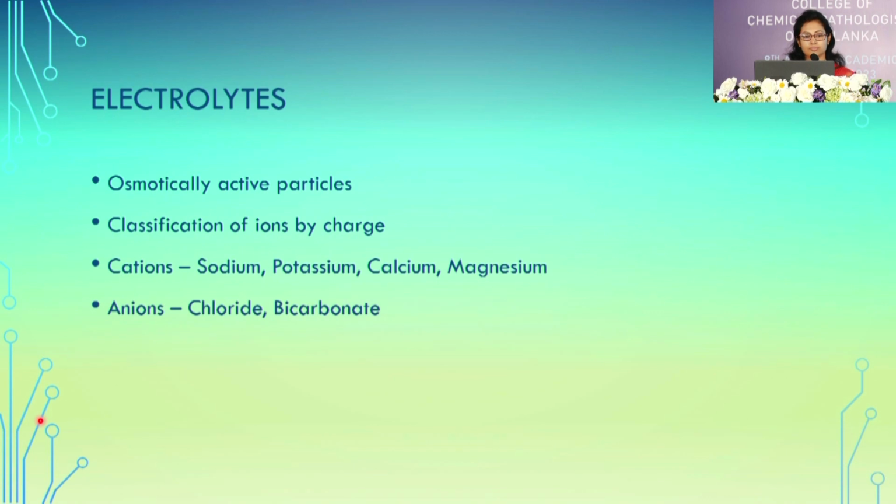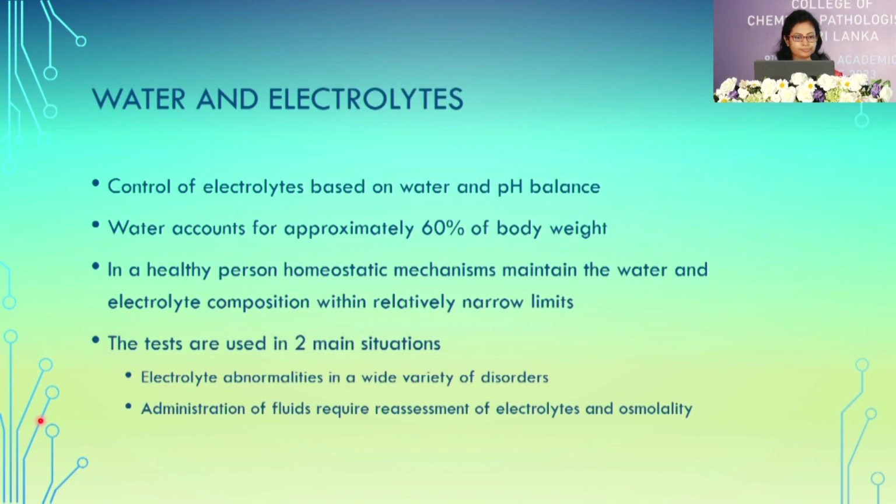Electrolytes are osmotically active particles which can be classified by their charge. Those include sodium, potassium, calcium, and magnesium, which are the cations, and the anions include chloride and bicarbonate.